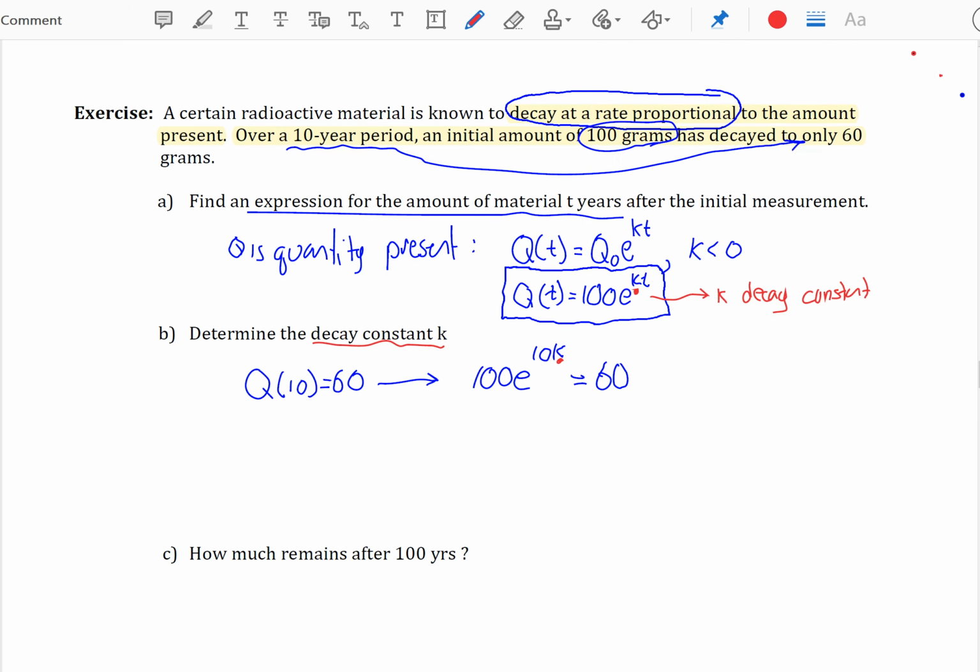So let's solve for k. Let's divide both sides by 100.